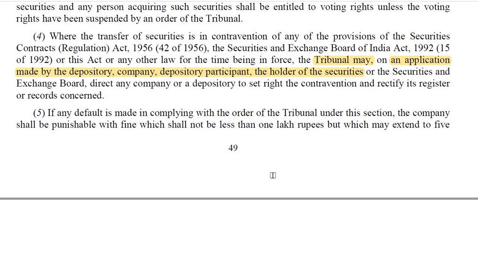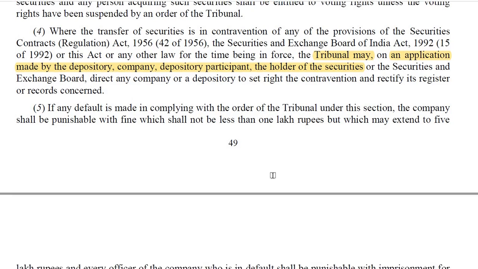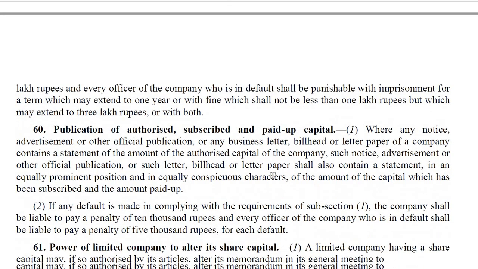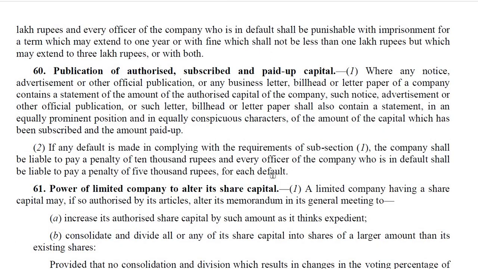If any default is made in complying with the order of the tribunal under this section, the company shall be punishable with fine which shall not be less than 1 lakh rupees, but which may extend to 5 lakh rupees, and every officer of the company who is in default shall be punishable with imprisonment for a term which may extend to 1 year, or with fine which shall not be less than 1 lakh rupees, but which may extend to 3 lakh rupees, or with both.